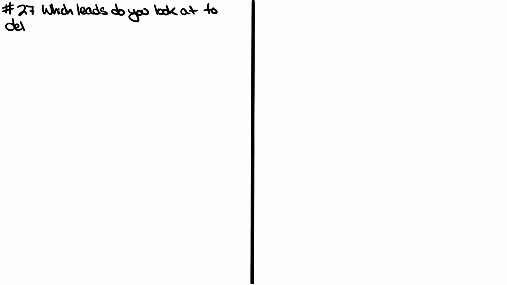This is so you can monitor the patient's heart rate and blood pressure as you're giving the medication and titrate to the desired effect. Question 27. Which leads do you look at to determine axis deviation? The answer here is going to be leads 1 and AVF.